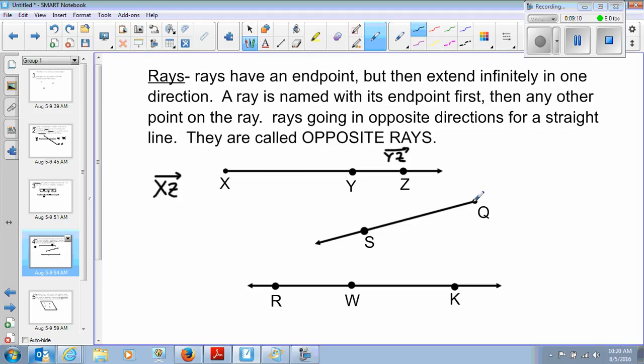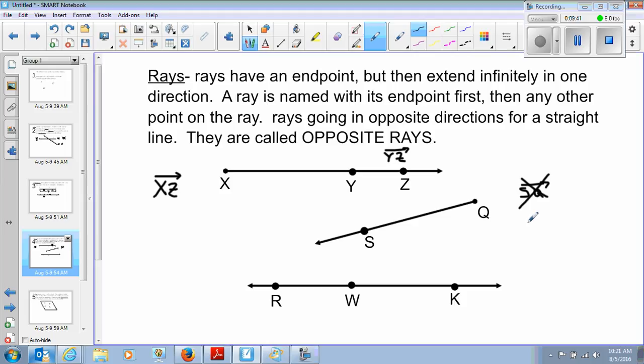I see a ray here. It starts right there and it goes through S forever. However, because of the way that it's written, most students want to write it one of two different ways. They want to write it SQ like that. However, that's incorrect because this ray does not start at S, it starts at Q. And it doesn't start at S and go through Q, it starts at Q and goes through S. So that is not a way that we want to name this.